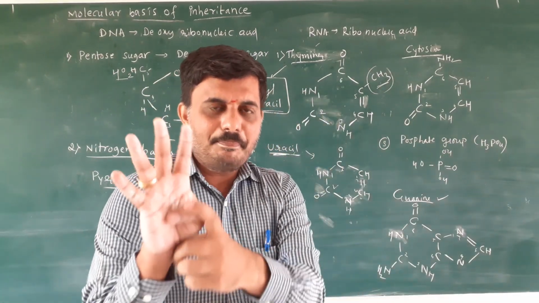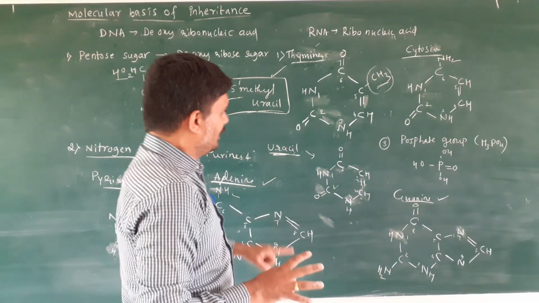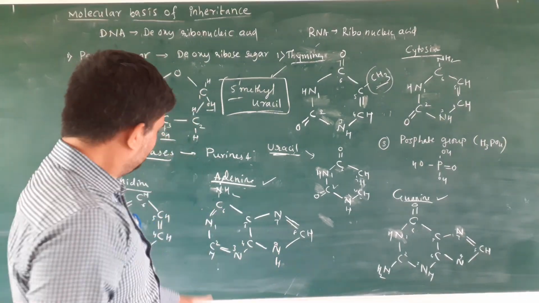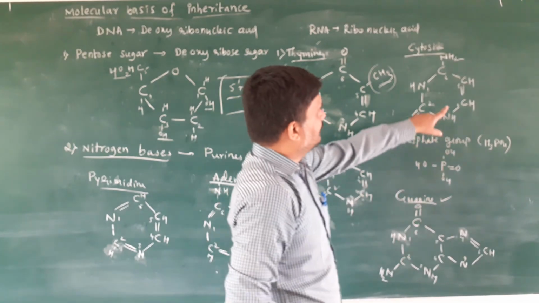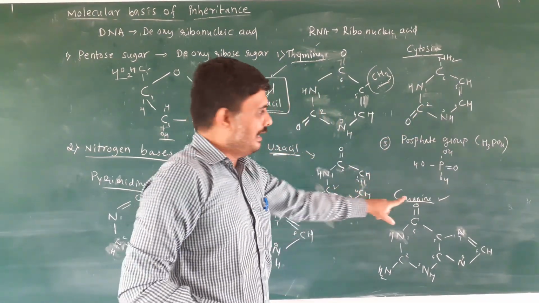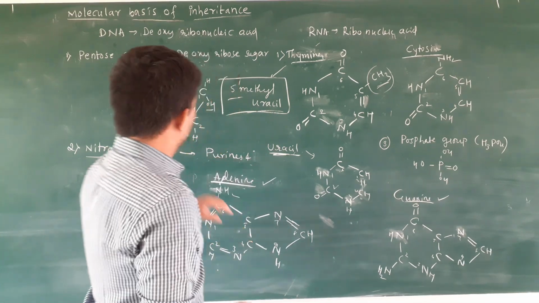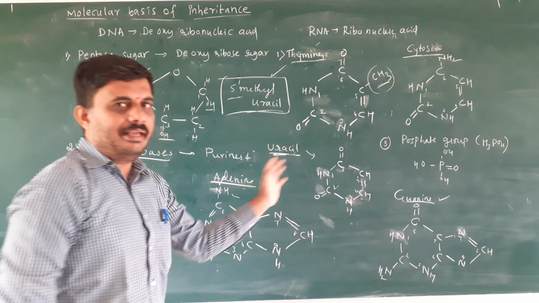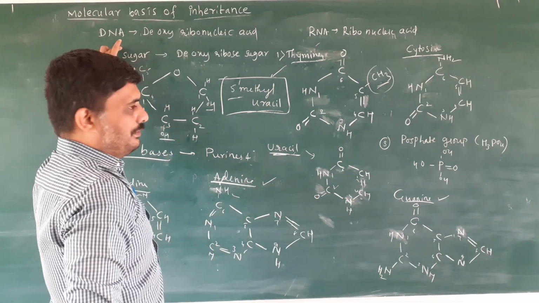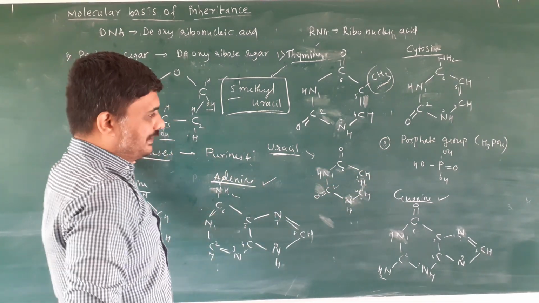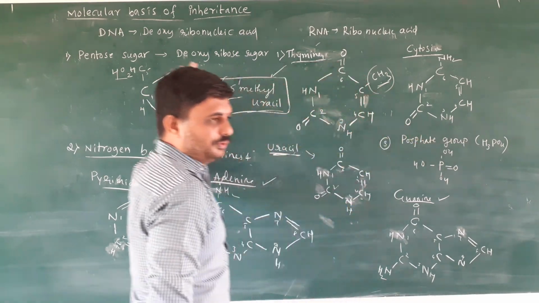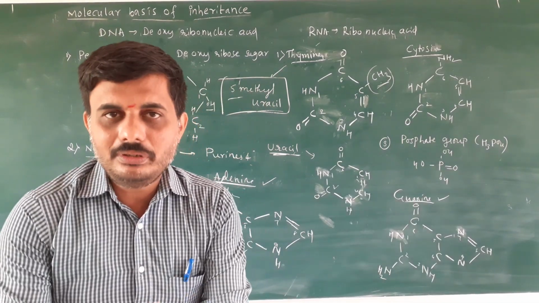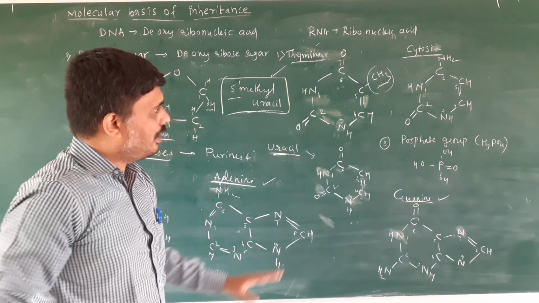The RNA has the pentose sugar, that is the ribose sugar, and the nitrogen bases: the 2 purines and 2 pyrimidines are present, that is adenine, guanine, cytosine, uracil. So the 3 components present in either DNA or RNA are pentose sugar, nitrogen bases, and phosphate. Now we are going to learn how they are made.